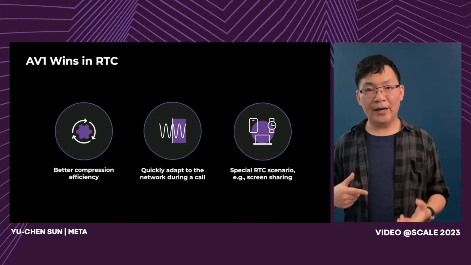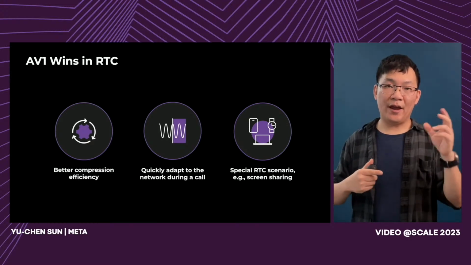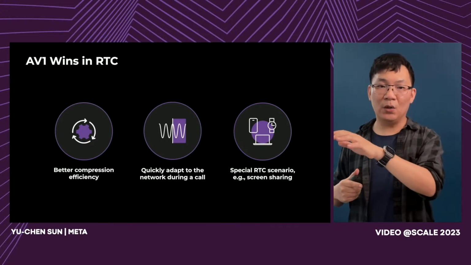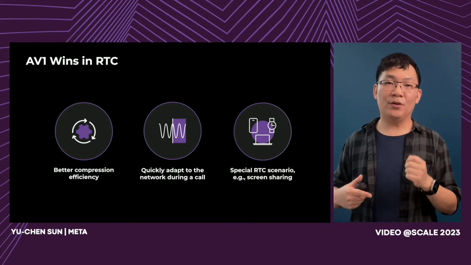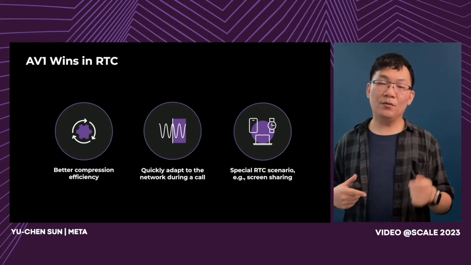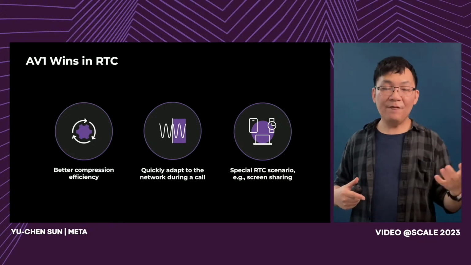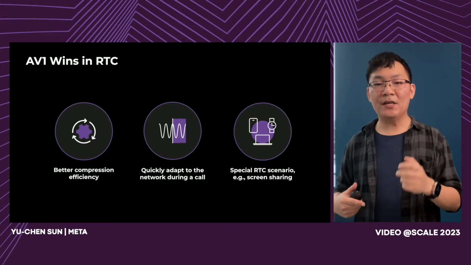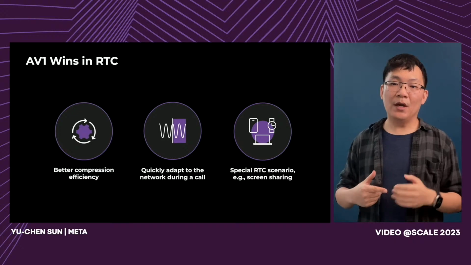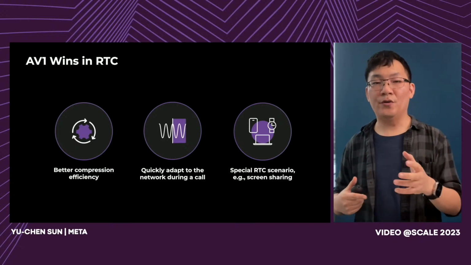In order to handle change in bandwidth, the encoder has to adjust FPS and resolution during the call. However, a change in resolution usually means that the encoder has to encode a new keyframe. This will introduce a bitrate spike and a video freeze. AV1 provides a new coding tool called Reference Picture Resampling, or RPR, to solve this problem. This tool allows the encoder to avoid encoding a new keyframe when resolution changes.